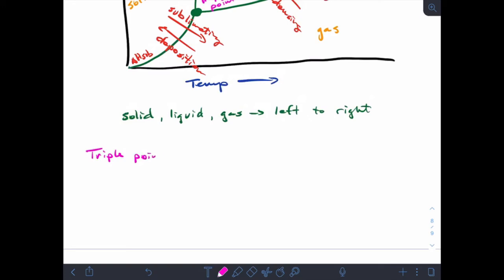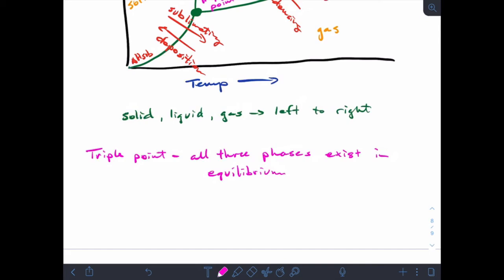The triple point: all three phases (phases doesn't spell with an F) all three phases exist in equilibrium. Okay, so if you can get the pressure and temperature just absolutely right, you will have a state where solid, liquid, and gas are all present in a dynamic equilibrium.